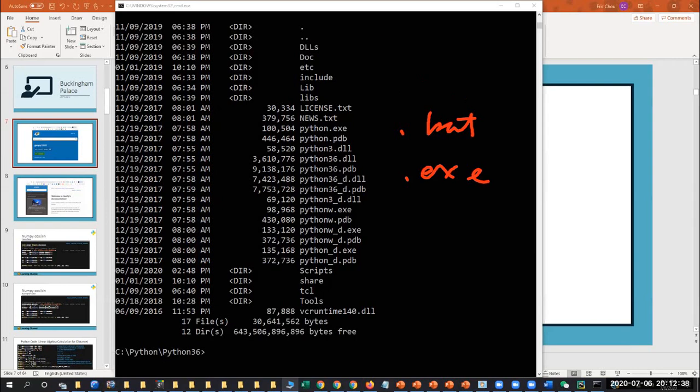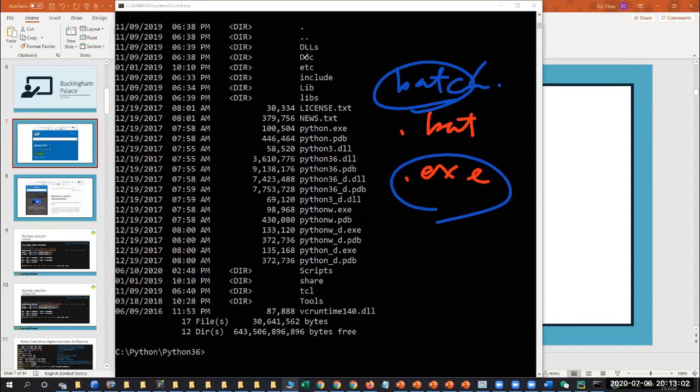.bat is a batch file, an executable batch file. And you must know this: when you go to college, you will have to deal with Linux. Batch file means you process many things together. And exe is a real executable file.